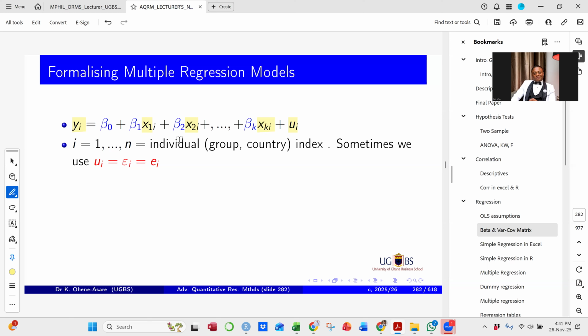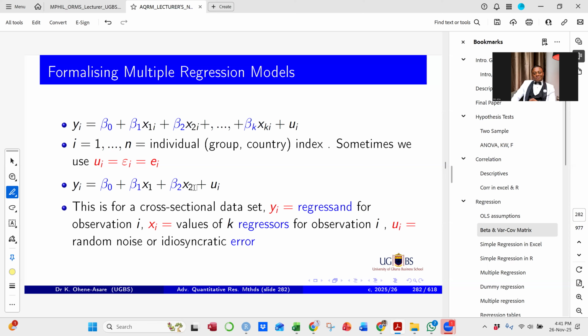Multiple regression. What makes it multiple is that the independent variables I've highlighted are many. You can have another one like this. It's still multiple, but the independent variables are 2. This is not the same as a cross-sectional regression where the independent variables are just x1.